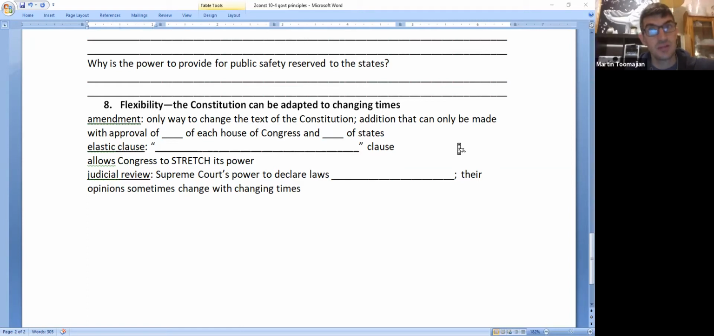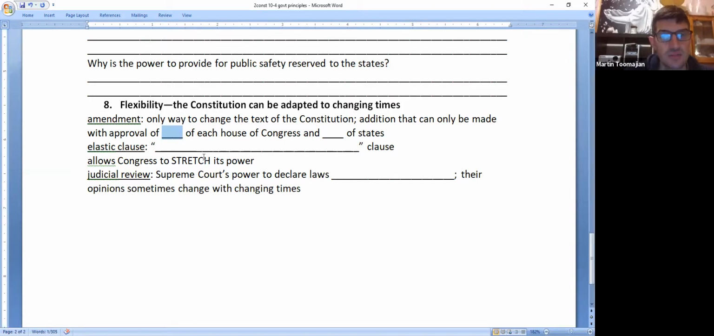There weren't airplanes, there wasn't an internet, there wasn't even a telephone back when the Constitution was written. So how do you change with the changing times? Well, at least three things can be done with the Constitution because of it being flexible. One, you can change the text of the Constitution.